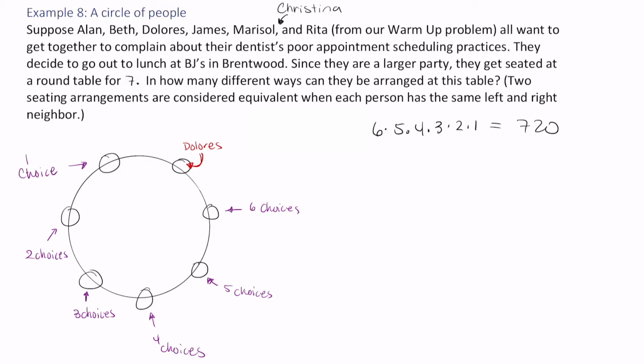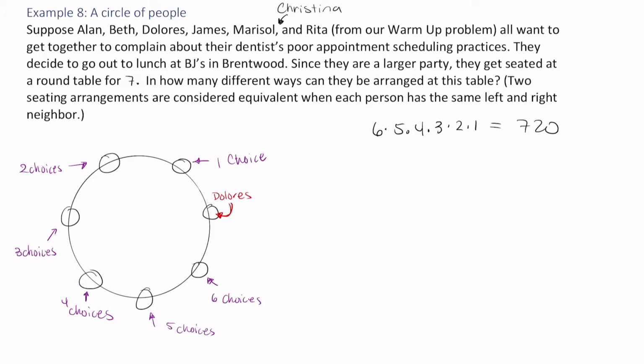Okay, so you might be wondering, well, why did I seat her first? Why did I seat her here in particular? Well, I don't have to do that. What if we rearrange the seats? Well, if I rearrange the seats, you notice Dolores was sitting here originally. Now Dolores is here. And there are still 6 ways to choose this seat: 5, 4, 3, 2, 1. And we can keep going. I could put Dolores here, or here, or here, or here, or here. But as long as her neighbors are the same, these seating arrangements are all equivalent.